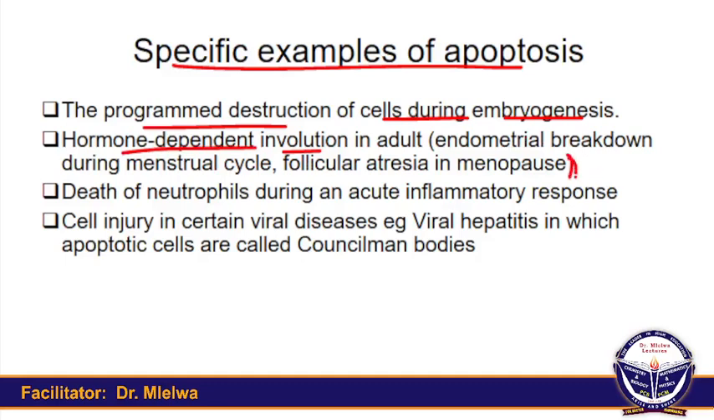Hapa kuna bracket hivi. Tunachojaribu kuelezea hapa nini? Kwa mfano, kuna vitu vinavyokuwa controlled na hormone. Kwa mfano ni kitendo cha uterus kuwa thick wakati inajiandaa ku receive pregnancy. Lakini if there is no pregnancy and menstruation occurs, finally the uterus breaks down.